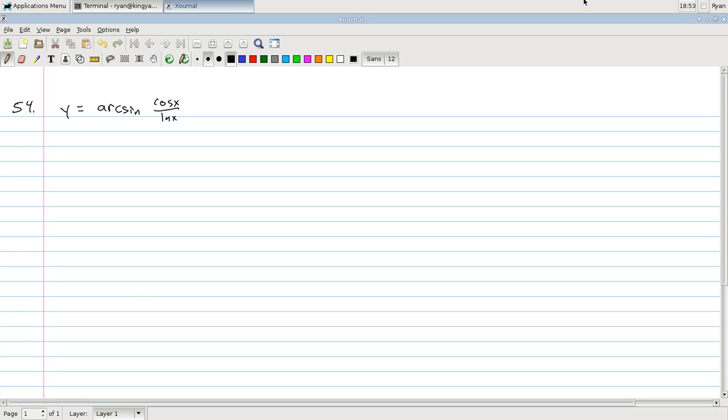Problem 54. Find the derivative of arcsine of cosine x over ln x. Note here that cosine x over ln x is the argument of the arcsine. It's not a product rule, this is a chain rule.